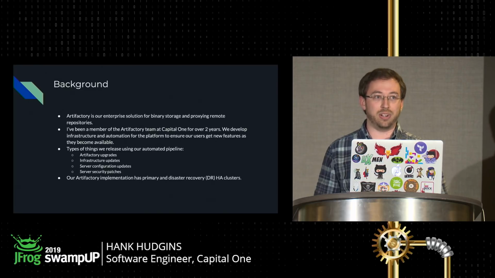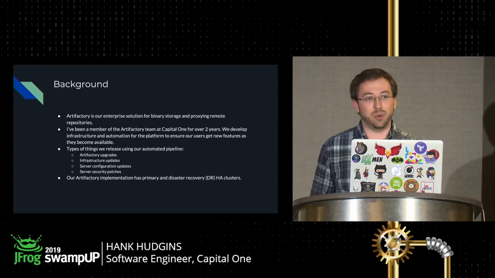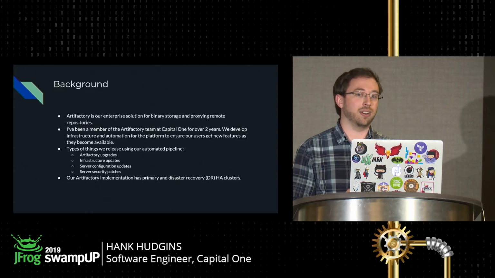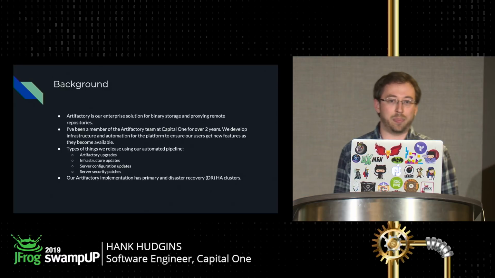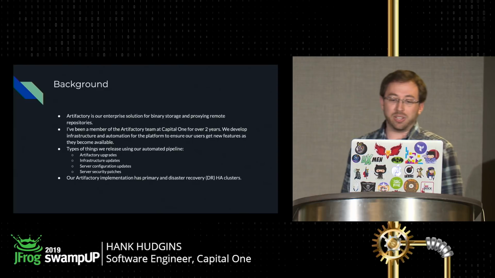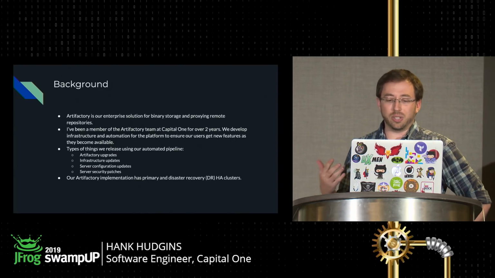We're currently operating out of AWS. So if there's anything that we want to tweak in our auto-scaling groups, for instance, if we want to change the scale, we have to release that through our pipeline as well. And then we also have server configuration updates released. I'll go into that a little bit later.